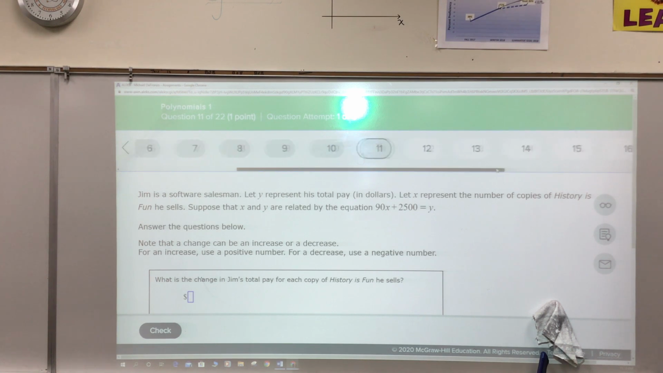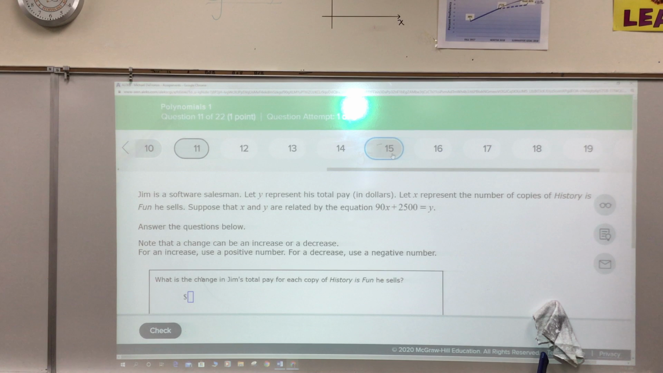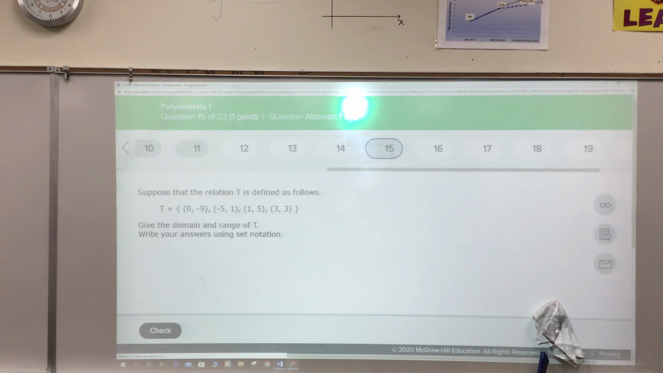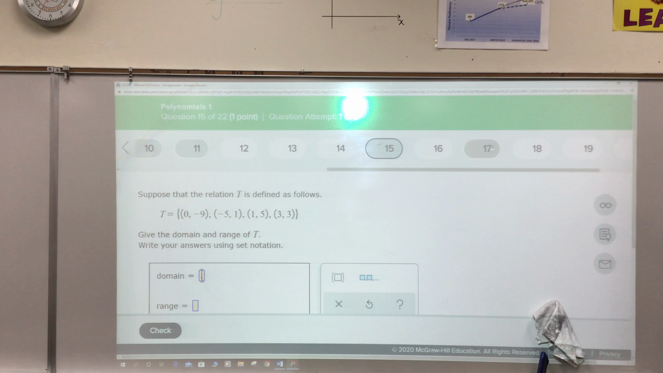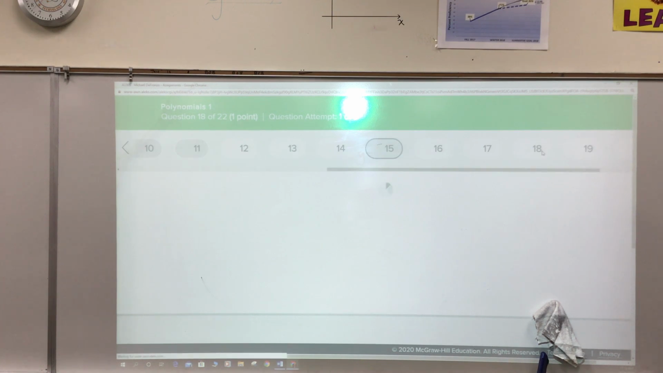So from this point, I'm just going to pick another one. Let's see. Oh, domain and range. So the domain is 0, -5, 1, and 3, all of the x's. The range is all of the y's. Okay, let's review.